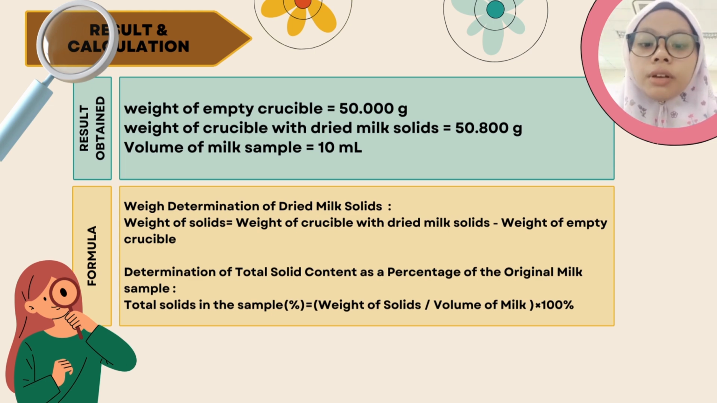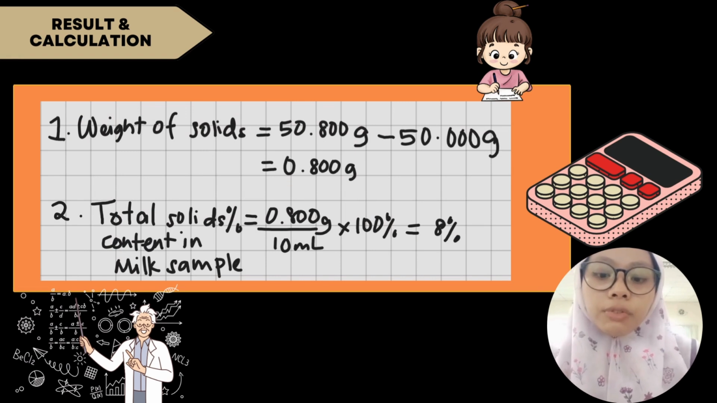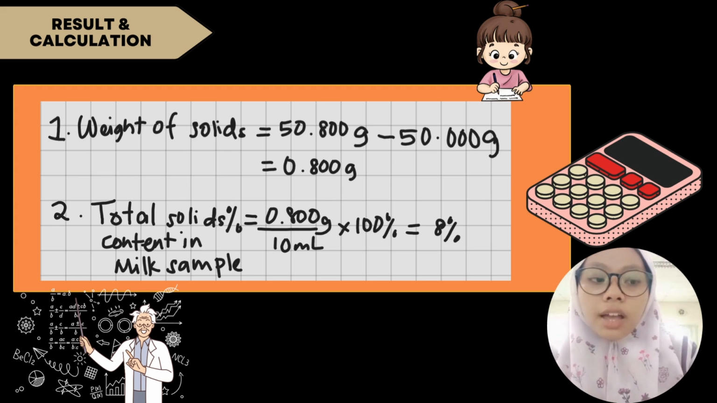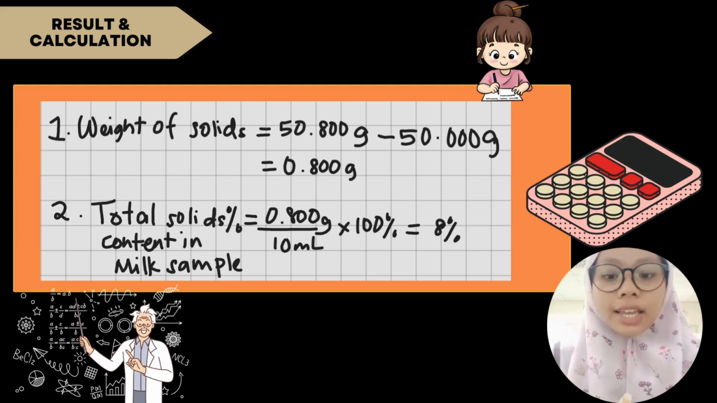What is the formula? The weight of solids equals the weight of crucible with dried mixed solid minus the weight of empty crucible. And next, the formula for determination of total solid content as a percentage of the original mixed sample: total solids in the sample by percentage equals weight of solids divided by volume of mixed sample, times 100. How to calculate? Put each value in the respective formula. For the weight of solids, 50.800 gram minus 50 gram equals 0.800 grams. And to determine the total solid content in the mixed sample by percentage, 0.8 gram divided by 10 ml times 100 and you get 8%. So by gravimetric analysis, you can determine that there is 8% solid contained in the mixed sample.